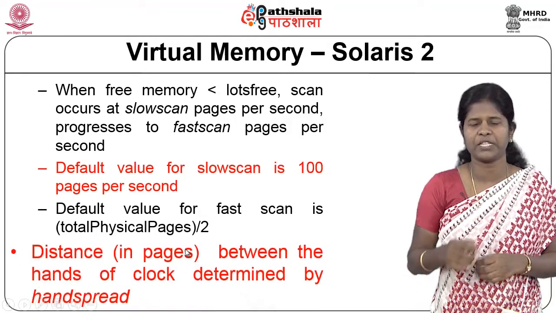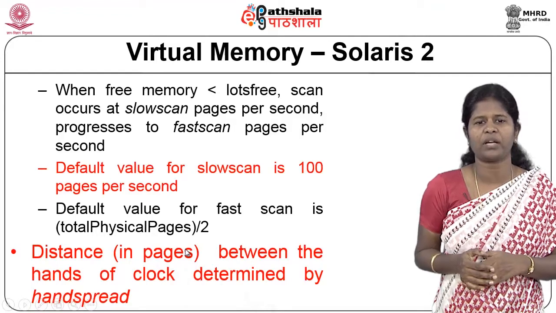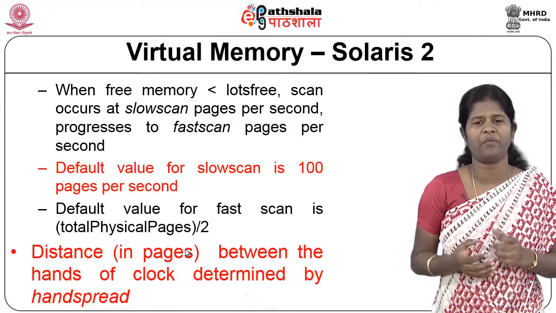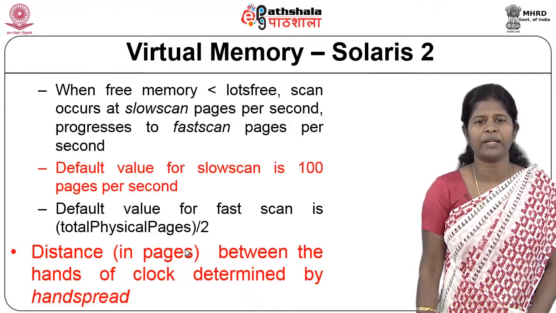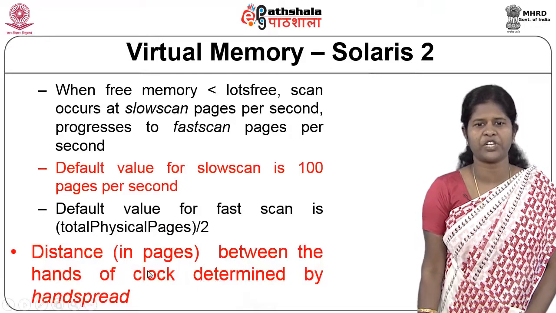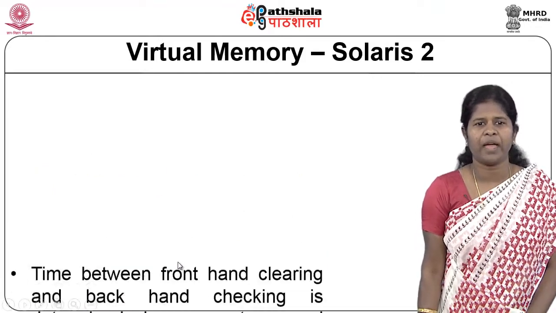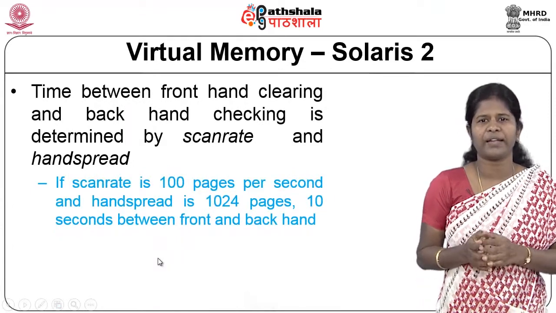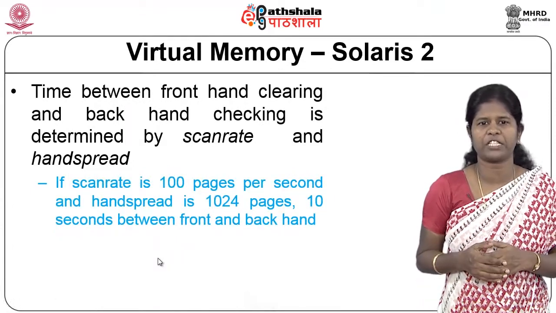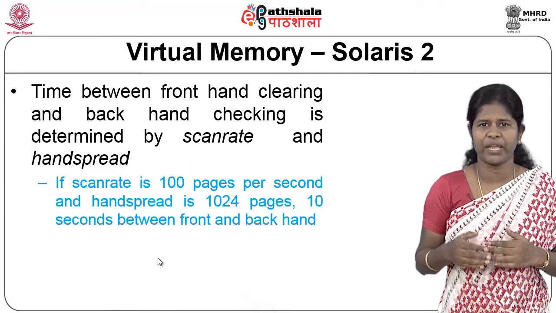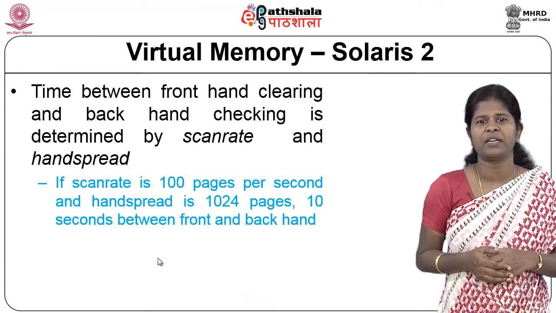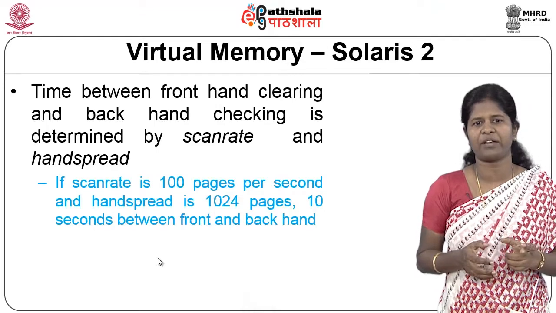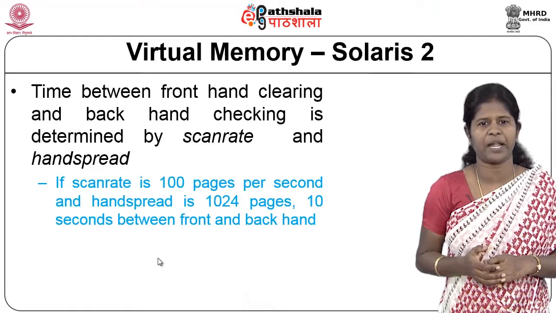The distance between the hands of the clock is determined by a parameter called handspread, and this distance is measured in pages. The time between the front hand clearing the reference bits and the back hand checking if the reference bit is set again is determined by the scan rate and the handspread parameters.